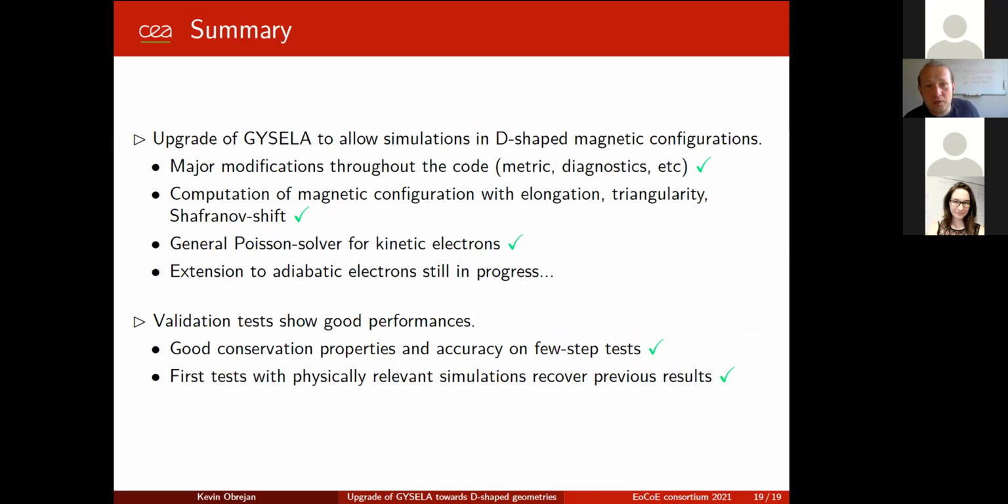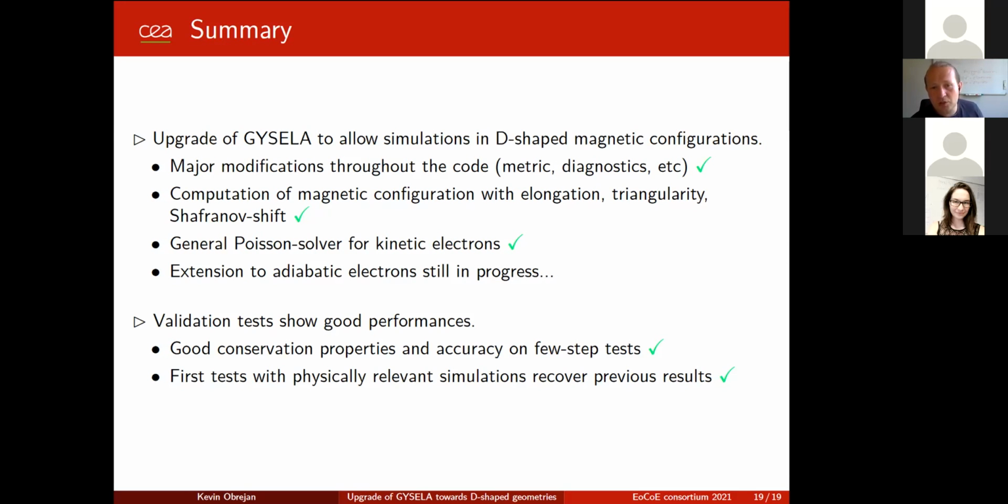And it's time now for the summary. We are still upgrading the code GYSELA to allow simulation in D-shaped magnetic configurations. That required a major modification throughout the code, in all aspects. We now have a magnetic configuration with elongation, triangularity, Shafranov shift, and other physical properties of interest. And the general Poisson solver, which is being implemented from scratch, is already available, but only for kinetic electrons, so very costly simulation, and is currently being extended towards so-called adiabatic electrons to ease a bit the computational load.